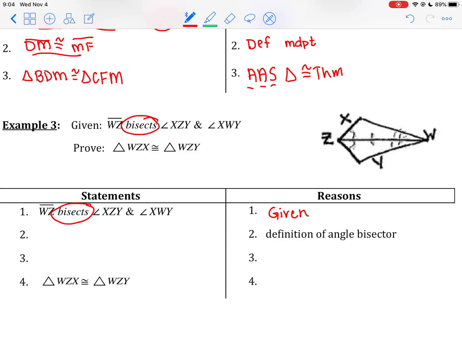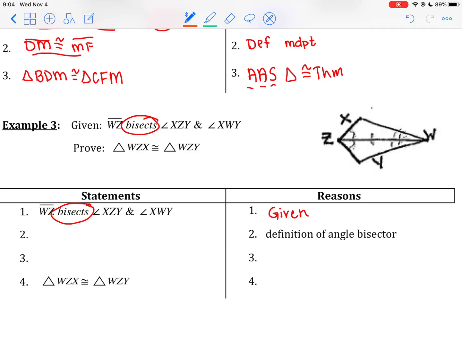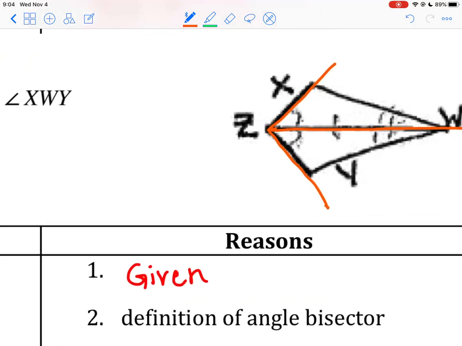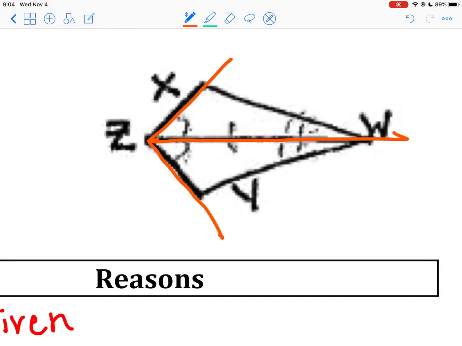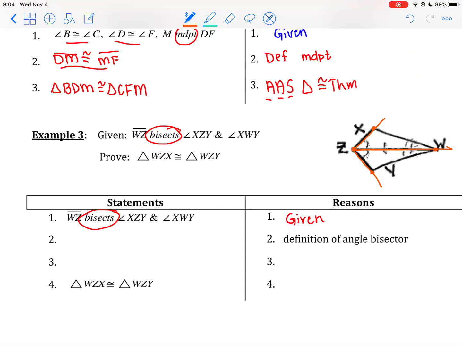So two angles were bisected here. Let's look at those individually. So the first angle that was bisected was angle XZY. So this bisector is going to split this angle into two congruent parts. So the two congruent parts are XZW and WZY. So we're going to write those two angles as congruent. So angle XZW is congruent to angle WZY.